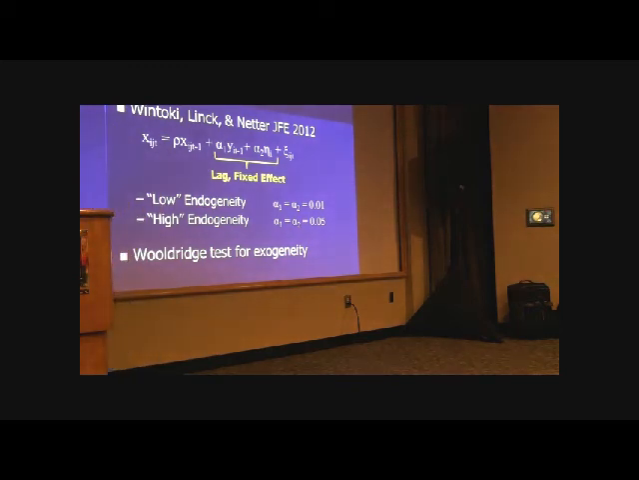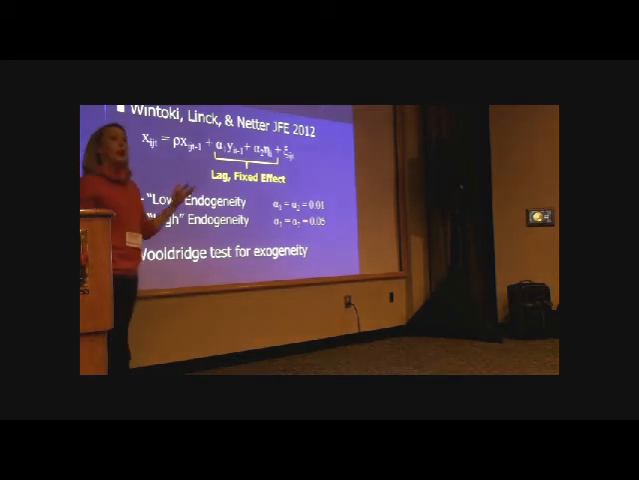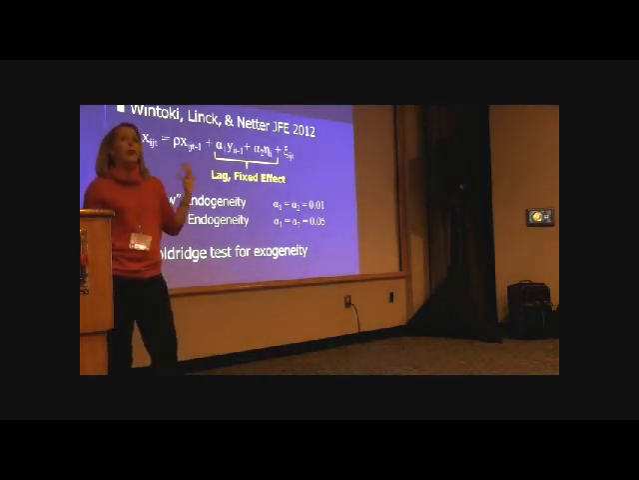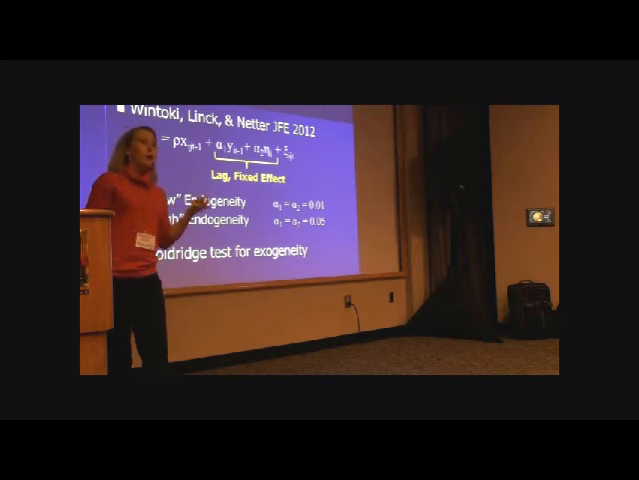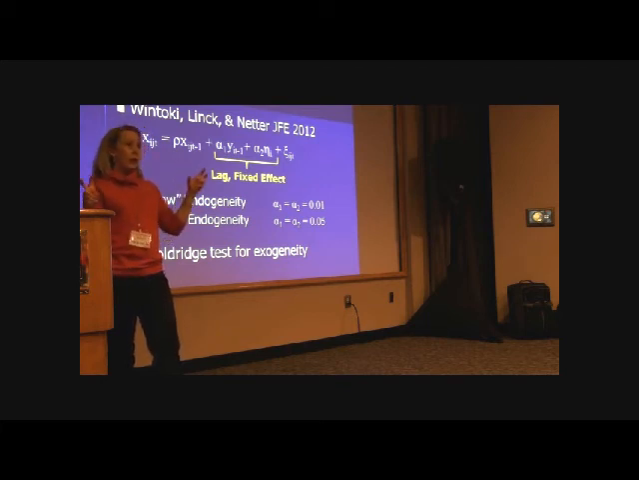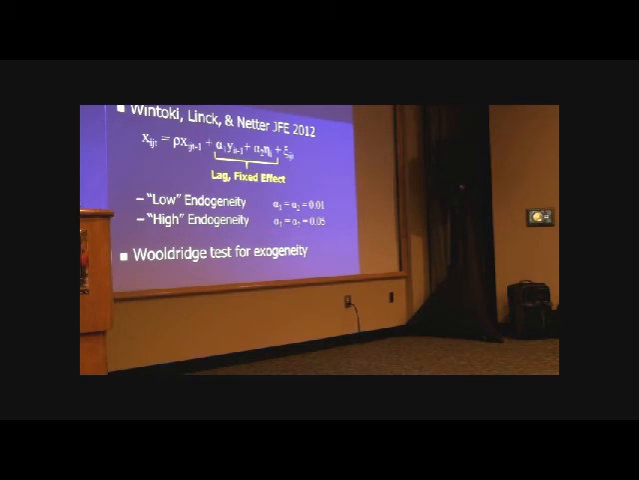Wooldridge has a test that builds on the idea that your future values should not predict the current outcomes if you do not have endogeneity. So if you put future values of your X in your baseline specification, they should have no predictive power. Well, when we do that with our endogenous variables, at the low level we see that some of them do, and when we go to our high level, all of them do. So we feel like we're inducing endogeneity in our simulations.